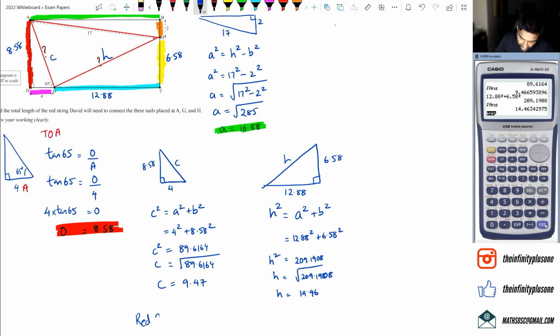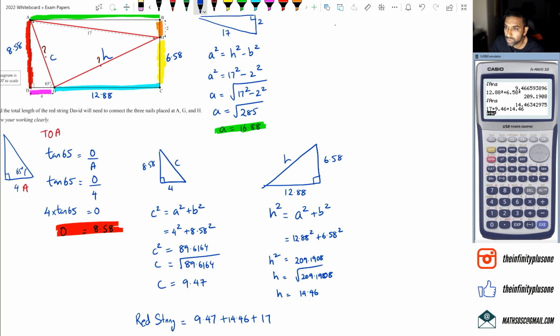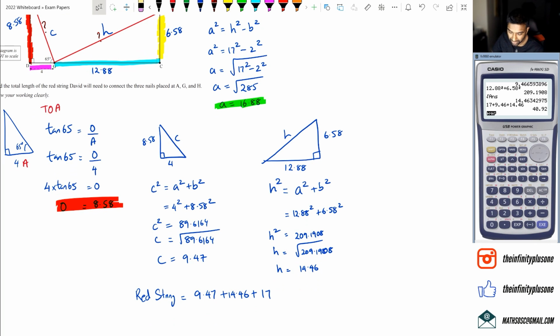So we can actually figure out what the red string's length is. So red string is equal to 9.47 plus 14.46 plus that original 17. So 17 plus 9.46 plus 14.46, and that's going to give us 40.92. I should have done 9.47, so that would be 40.93. It's all right, you're not too off there. So 40.93, and of course we've got centimeters as our units.